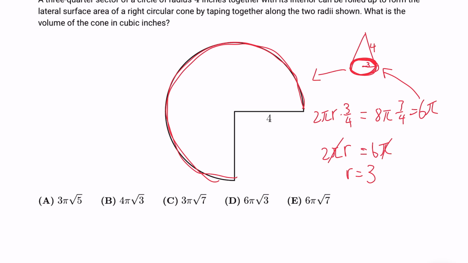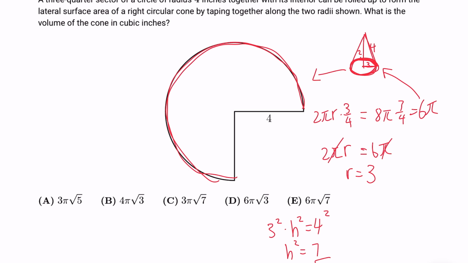Well, if this is 3 and this is 4, then what is the height? Well, we can use the Pythagorean theorem because we see that that is just a right triangle. So 3 squared plus h squared is equal to 4 squared. Okay, so the height is equal to the square root of 7.